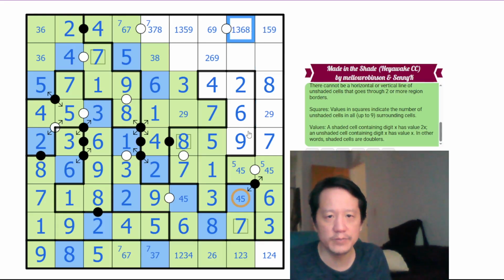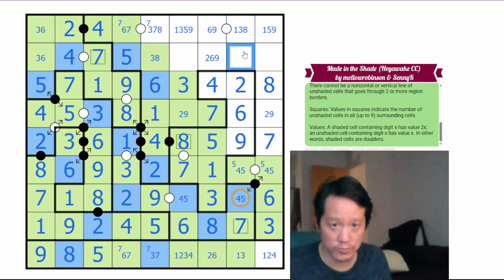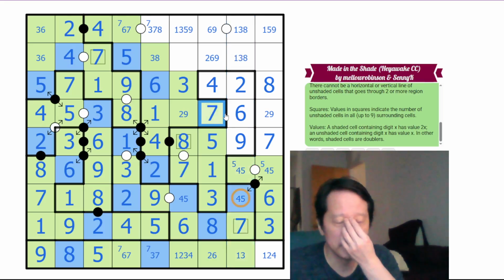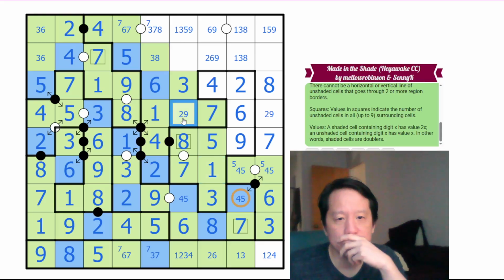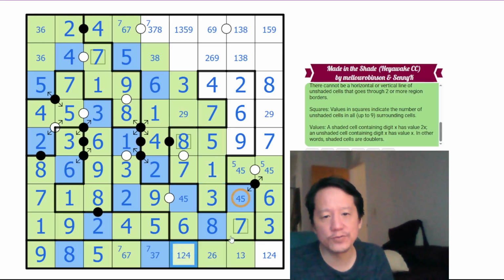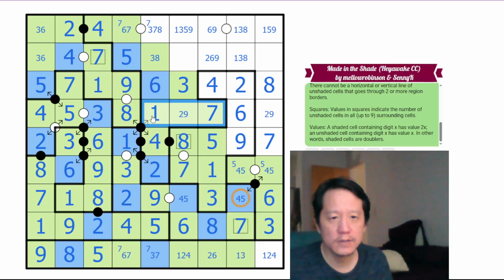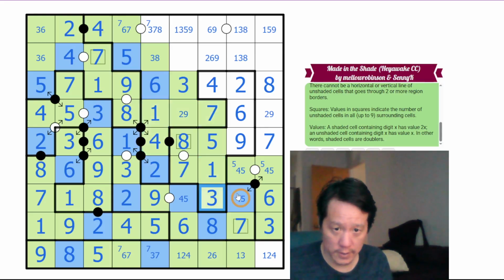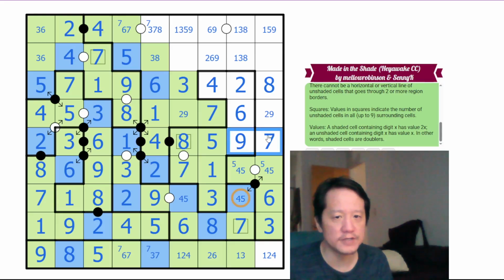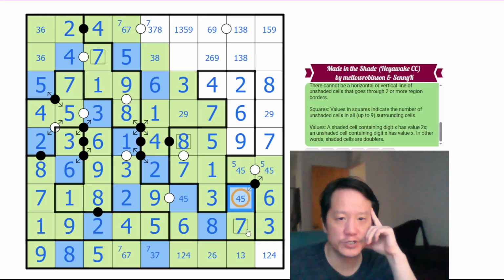8 eliminates 8 in the rest of the column here. 2 and 9 can't be here. This can't be 6. This can't be 2. Remaining digits in column 8 are 1, 3, and 8. No more 3 here. Okay. One of these has to be blue. We don't know which.